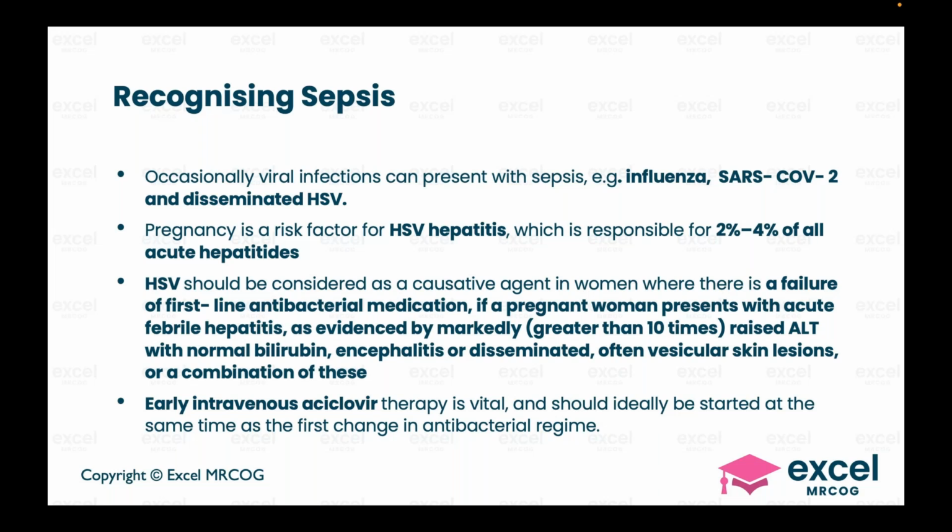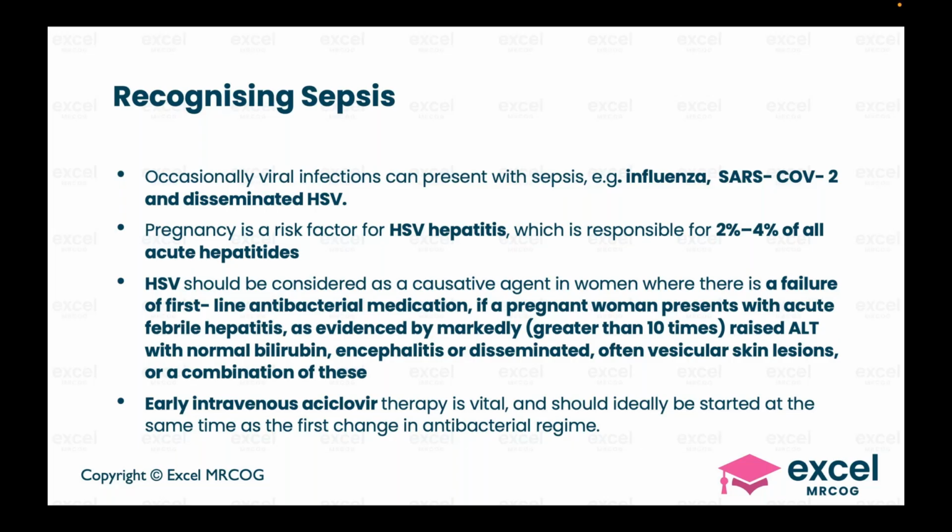Sometimes it could be because of disseminated infection, as this particular guideline emphasizes: it could be influenza, it could be disseminated HSV, it could be COVID. HSV is responsible for 2 to 4% of acute hepatitis in pregnancy. And HSV should be considered. This is what I need you to remember.